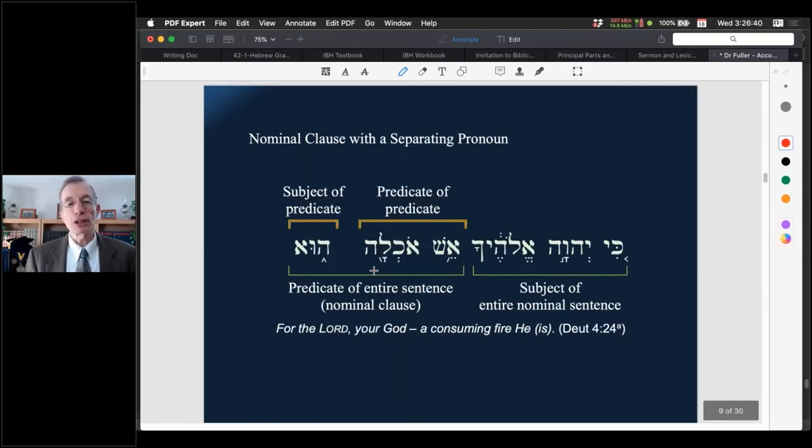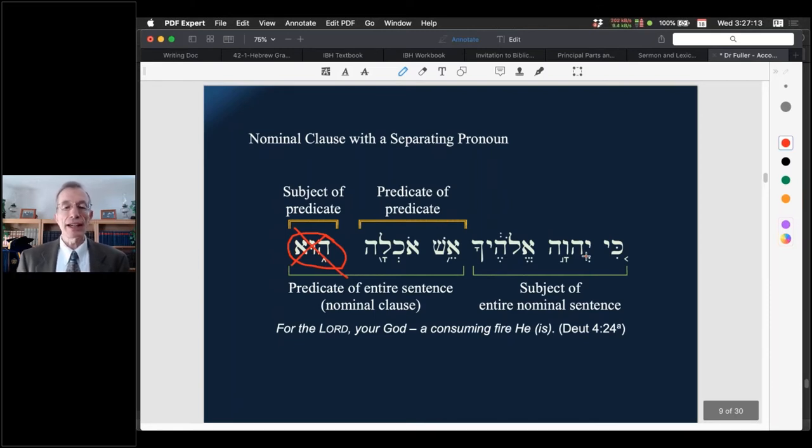Now, let's go to what the traditional Semitic grammarians call separating pronouns. So this is very similar to the construction we just saw, but now we're adding this pronoun over here. Okay, and the purpose of the separating pronoun, there's a twofold purpose, but the main purpose is so that you will not read this... If this word did not exist, it would be a little bit ambiguous how to read it.